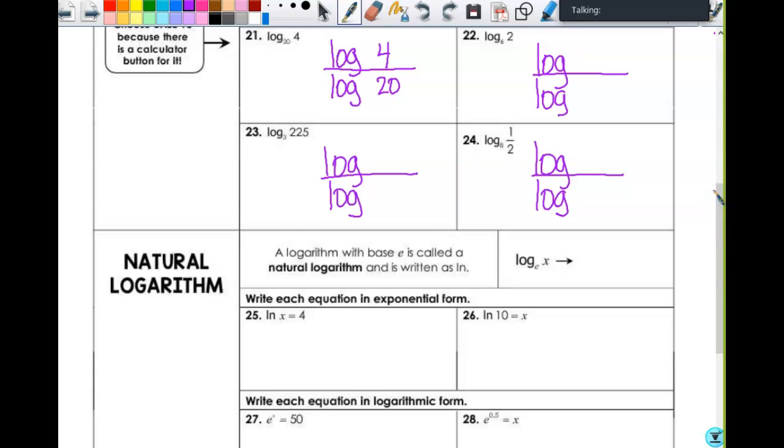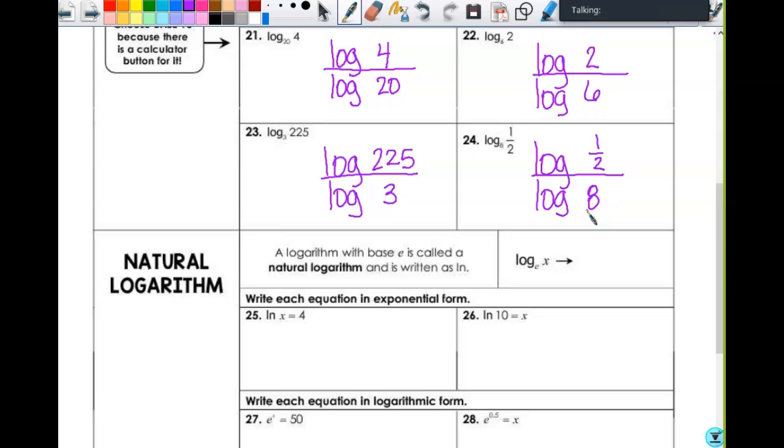All right, then we'll just go through these together. On 22, what's the top number? 2. Bottom is 6. 23, the top is 225. The bottom is 3. 24, the top is 1/2. The bottom is 8. See how easy that is? So we just do a few of them as repetition. Hopefully that isn't going to be a crazy hard thing for you to do.